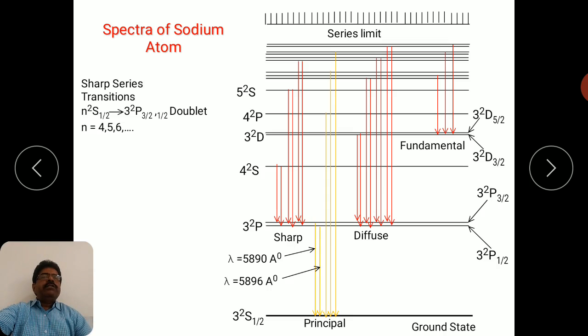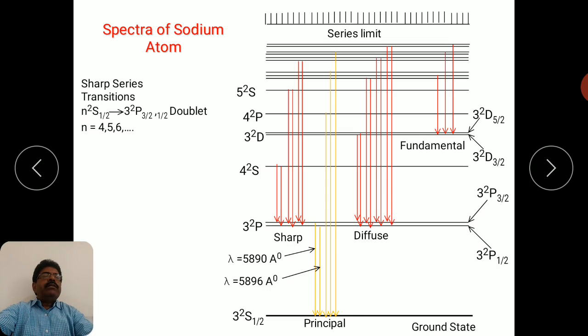The first series is the sharp series. What is the transition? n doublet S 1/2 to 3 doublet P 3/2 and 1/2. These levels are doublet. You can see the first series shown in red, that is the sharp series. All these n doublet S 1/2 levels, that may be 4S, go to 3P. 3P has two levels, you can see here.